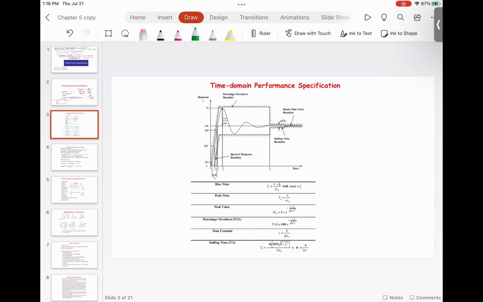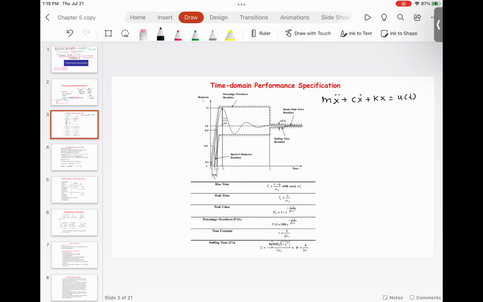And these performance specifications are defined in time domain. And typically, I want to emphasize on this. If you recollect, we have been talking about this model all the time. Mx double dot plus Cx dot plus Kx is equal to U of t. This is a fundamental model that is used to describe a lot of mechanical, electrical, and electromechanical systems.